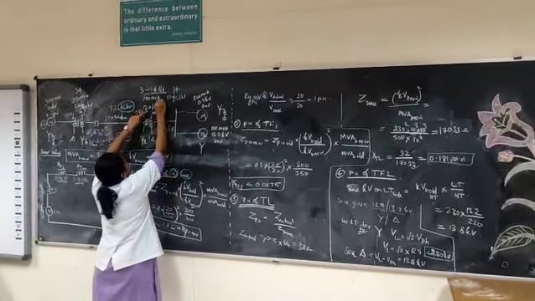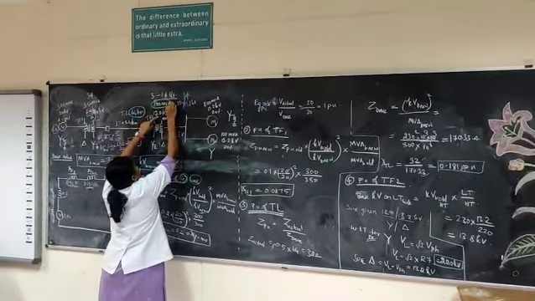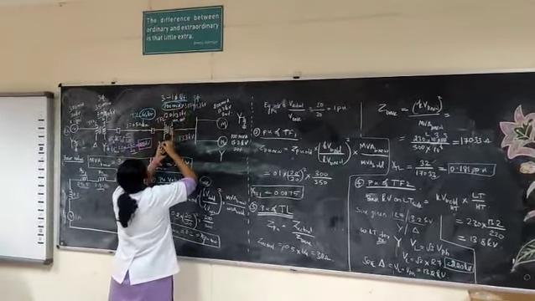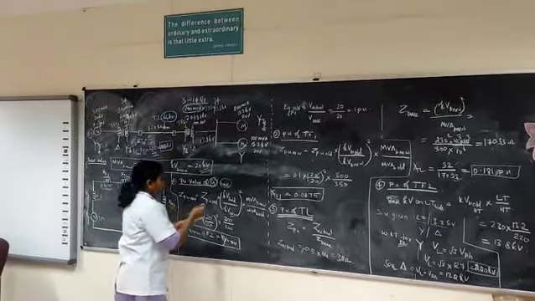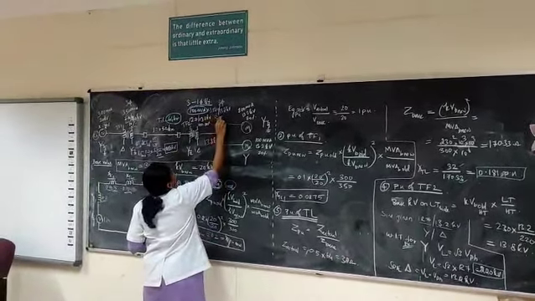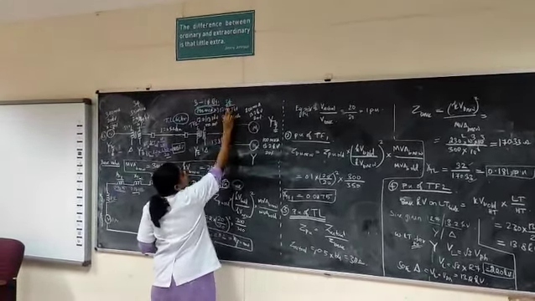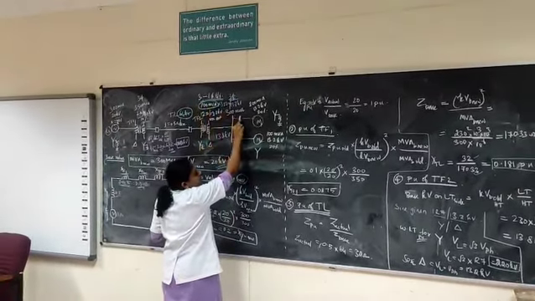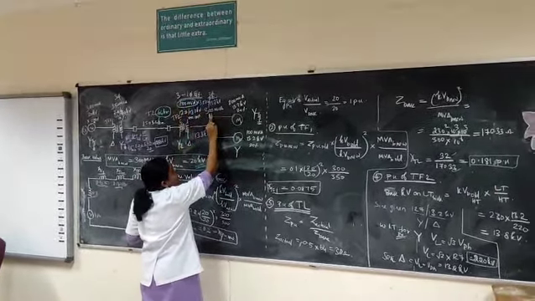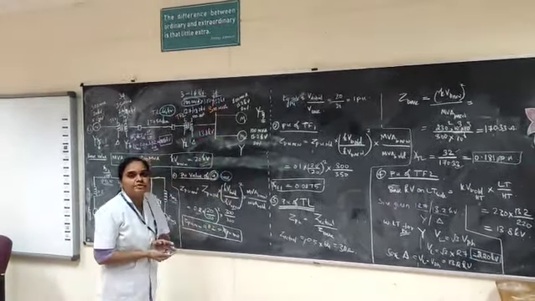Similarly, I have to convert this 100 MVA. If I multiply this with 3, I will have 300 MVA. So this is the rating of the 3 phase transformer. So the 3 single phase transformers are converted to a 3 phase transformer, 300 MVA, 220 by 13.2 kV.